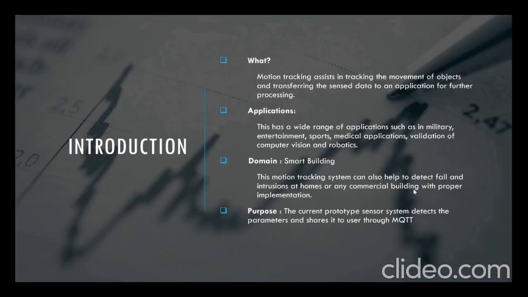Let's see the introduction. Motion tracking generally tracks the movement of objects and transfers the sensor data to an application for further processing. It can be expanded to tracking the movement of humans and their gestures too. It is widely applied in military, entertainment, sports, medical, validation of computer vision, and robotics fields.